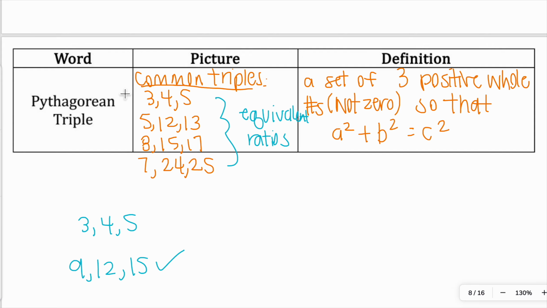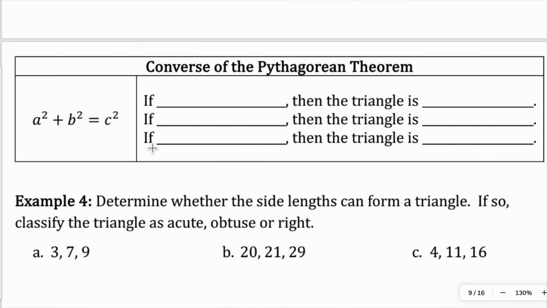So these are just the common triples that we would see. The other thing we're going to talk about is the converse of the Pythagorean theorem. So here's my Pythagorean theorem. If a squared plus b squared is equal to c squared, then the triangle is a right triangle.